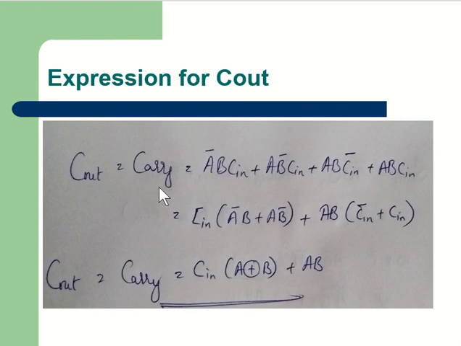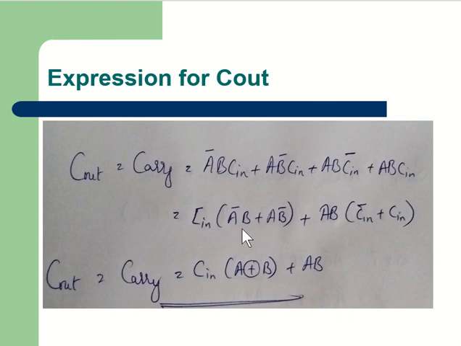That time we got the same expression: A bar B Cin plus A B bar Cin plus A B Cin bar plus A B Cin. But what we did here is we took the first two terms, and from these two I took Cin out. So left out is A bar B plus A B bar. Plus from the last two terms I have taken AB out, so left out is Cin bar plus Cin.